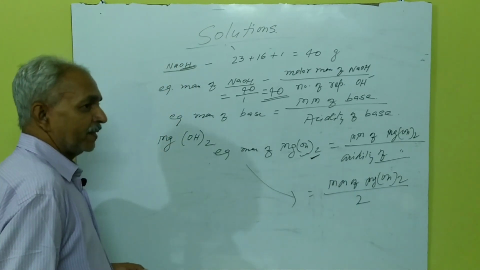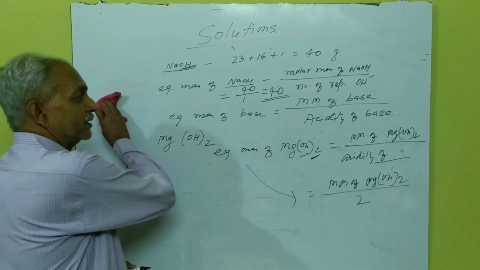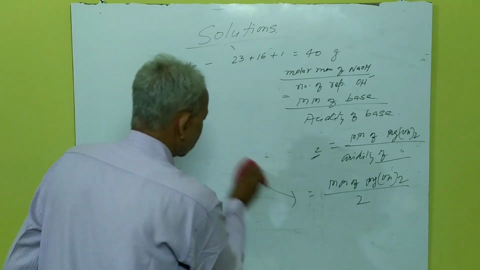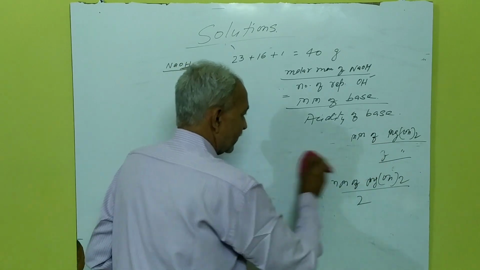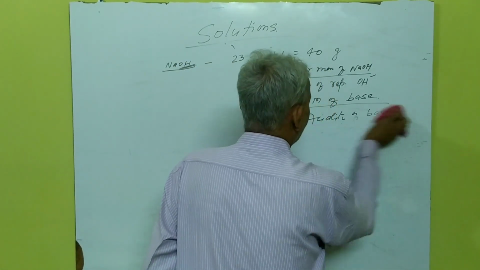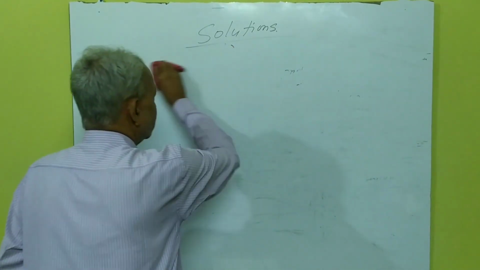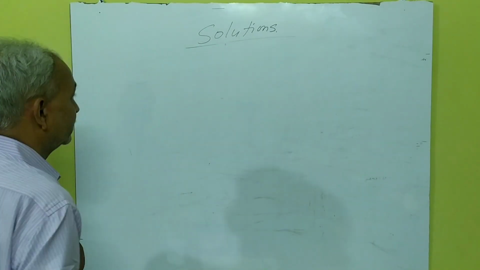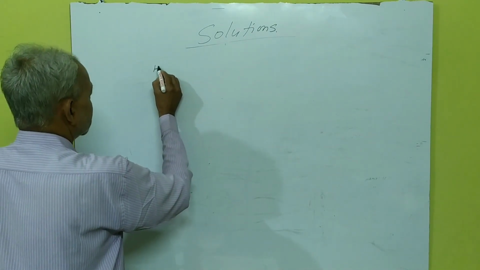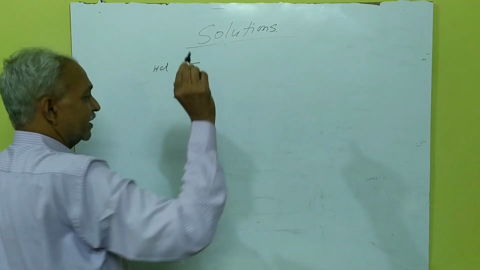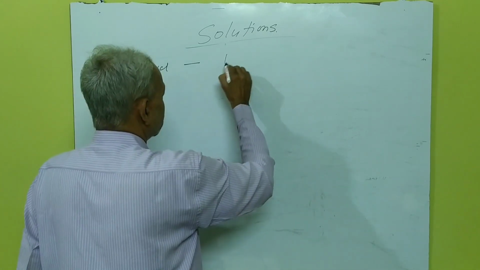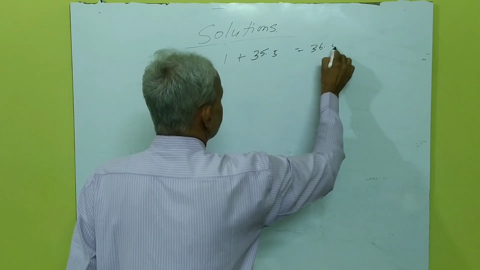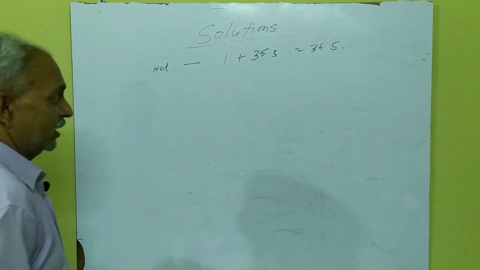If we talk about the equivalent mass of acid, the second topic here is equivalent mass of acid. How do we calculate the equivalent mass of acid? The simplest example is HCl. Calculate the molecular mass: 1 plus 35.5 is 36.5, which is the molar mass of HCl.